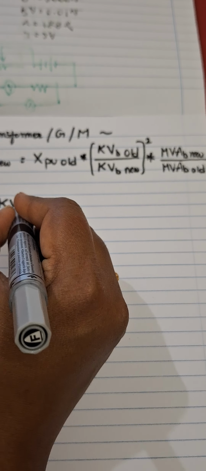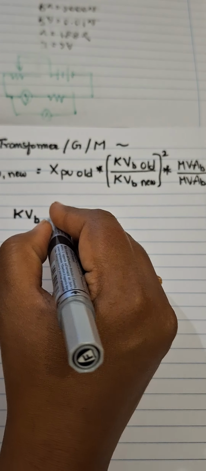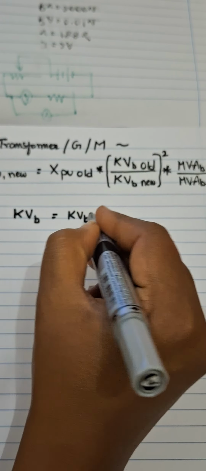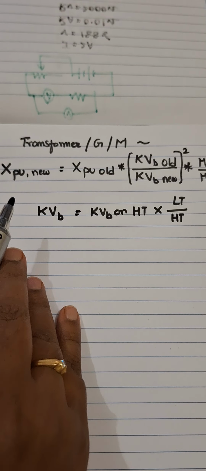And whenever we are talking about the base unit of kV, if there is any voltage conversion, like when a generator or a motor is connected to the lower side of the transformer, in such case kV will change. To change the kV value, we can use the formula: the base kV value on high tension side multiplied by lower tension voltage by high tension voltage. So these are the two formulas we are going to use to calculate the new per unit reactance.